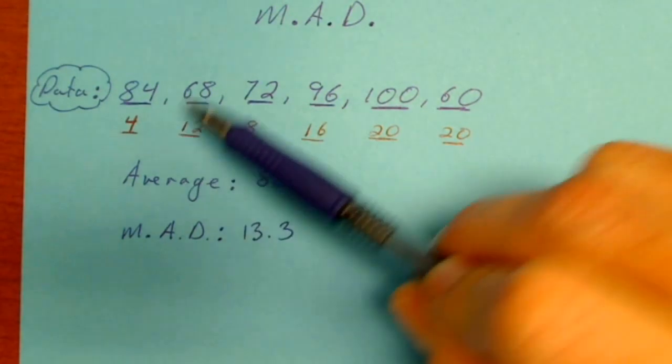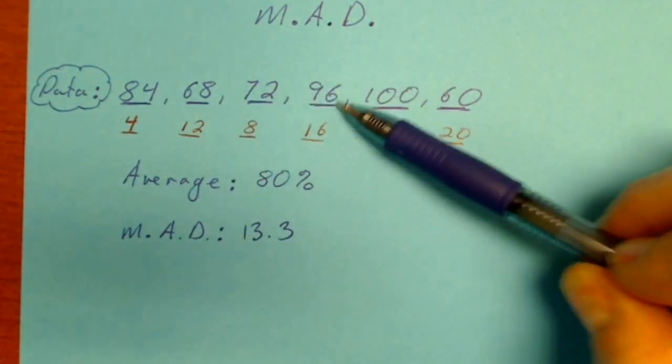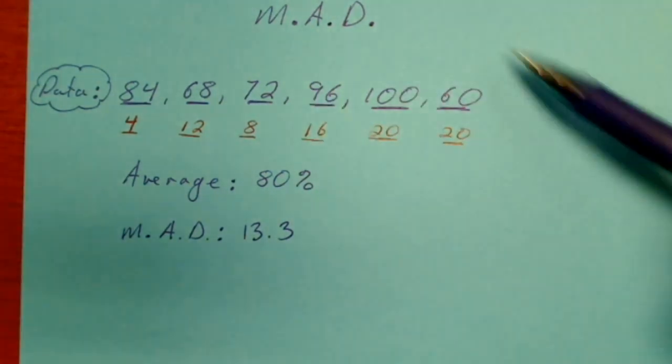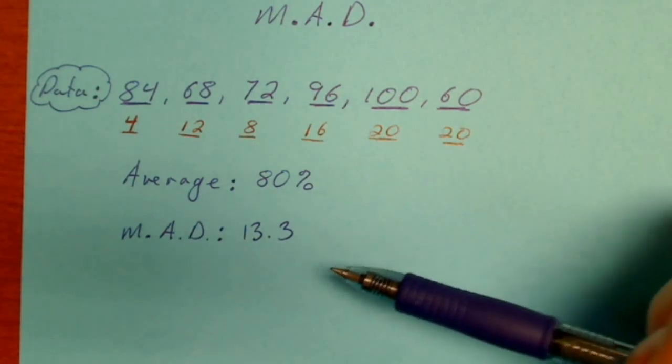So, if you look at them, you can see 84 is pretty close to 80, but 68 is pretty far. 72, but 96, 100, 60, all 3 of those are pretty far away from the average, which is why the mean absolute deviation was so great.